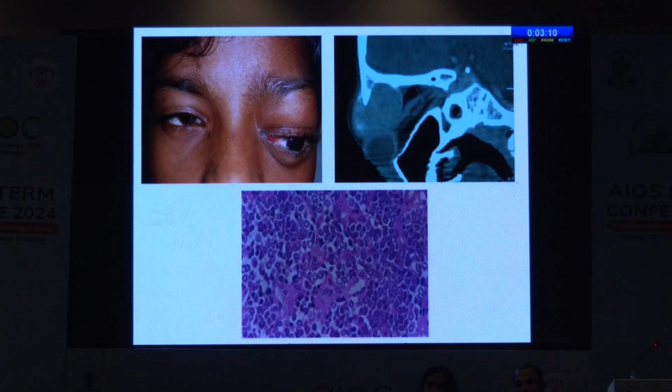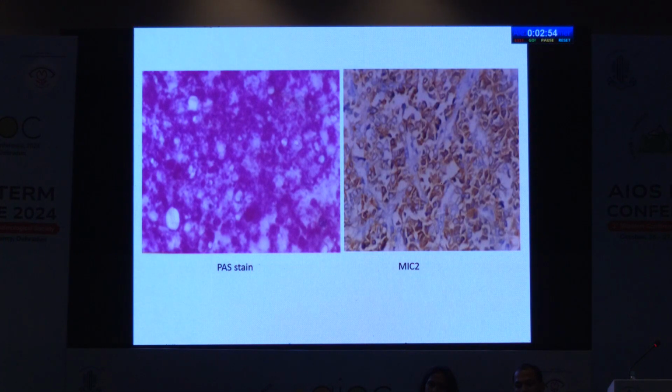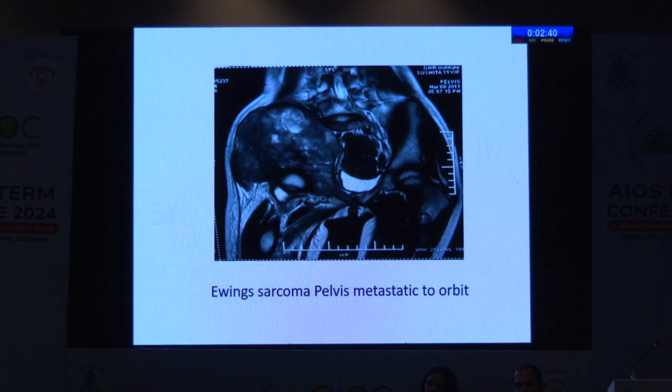Another child with proptosis, and you can see the proptosis is so huge, it is just pushing down the eyeball. In the histopathology, it was a malignant round cell tumor. So we resorted to PAS stain. PAS was positive in these cells along with MIC2. Now in such a case, when MIC2 is positive in PNET, and when PAS is also positive, it's a Ewing sarcoma, the same group of tumors, but this was Ewing's. On systemic examination, this patient had a mass in the pelvis. So this was basically an Ewing sarcoma of the pelvis which was metastatic to the orbit.